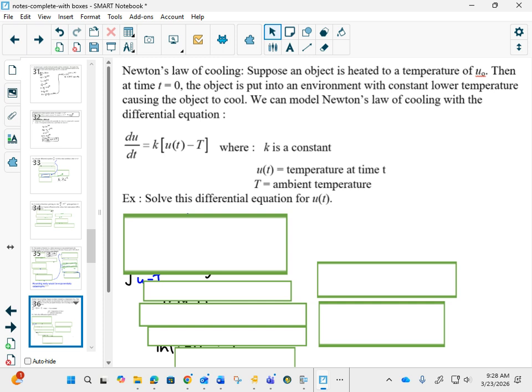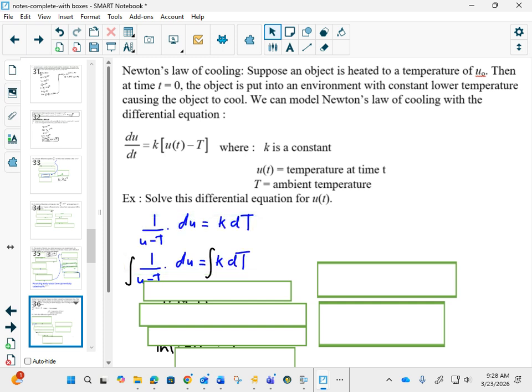So we've got this differential equation for Newton's law of cooling. The rate of change is some constant times the original function minus T, and T is the ambient temperature. That's the temperature around in the room. And we want to solve this differential equation for u of t. So again, if you have an equation like this, can we get the u on one side? And it's multiplying right now, so we can divide. Separation of variables, integrate both sides, we get our natural log, kt plus c.